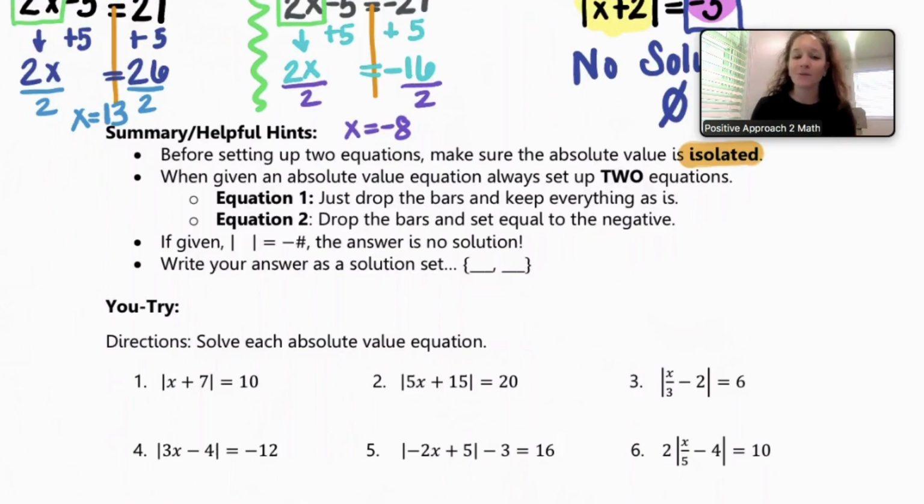Once you're ready to set up your two equations, the first equation, all we do is drop the bars. Keep as is. Absolute value equal to a positive, okay? Second equation, absolute value if it's equal to a negative. So we just flip the signs of the right-hand side, okay? Once your house is isolated, if your absolute value is equal to a negative, there will be no solution. And then finally, make sure we write our answer as a solution set. Obviously, we couldn't write a solution set for the last example, okay?